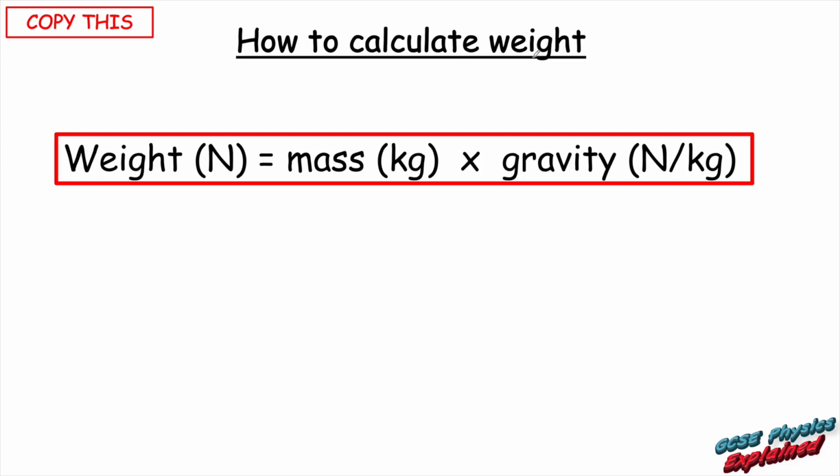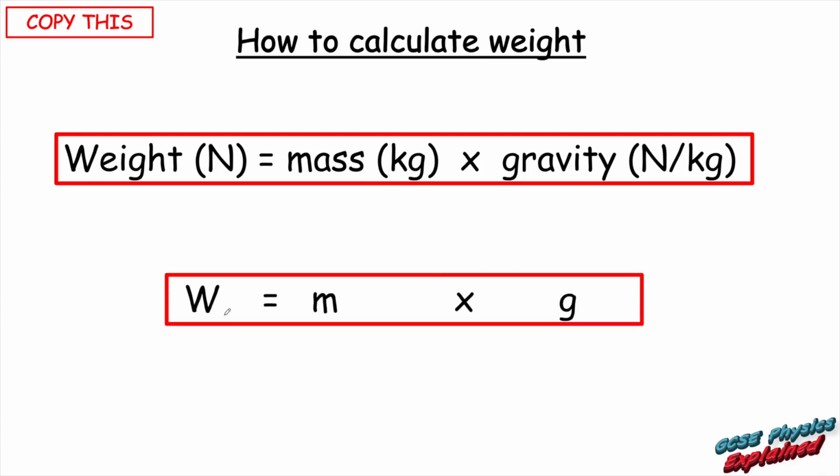So, how to calculate weight? Well, weight equals mass times by gravity. Simple as that. And to shorten it, we often say W equals M times by G. Make sure you know the units for each of the quantities.